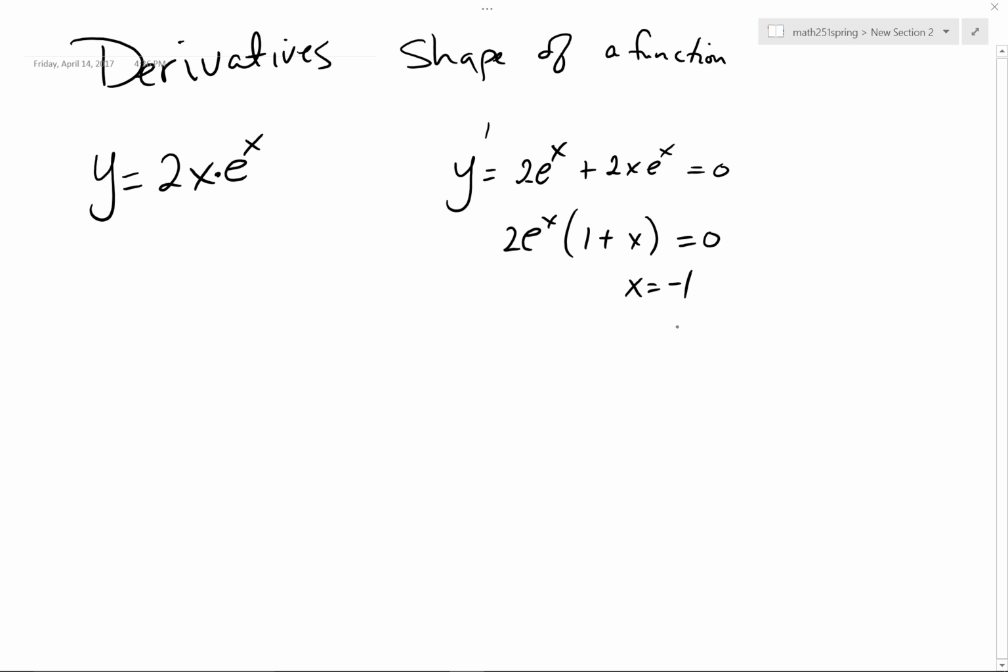Well, that implies that we have a positive on one side of that and a negative on the other side. Well, how do I know? Well, e to the x is always positive, so this bit here is always positive. So it's going to hinge on this thing here. When x is less than -1, it's a negative slope, so it's decreasing, and when x is greater than -1, it's a positive slope. If it was coming down and now it's going up, that means that -1 must be a minimum.